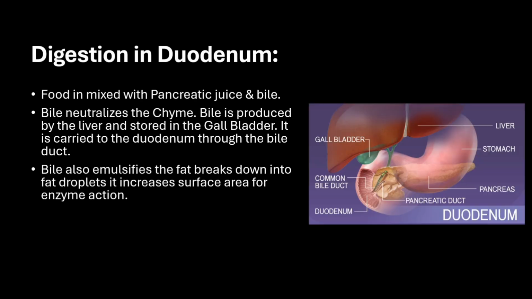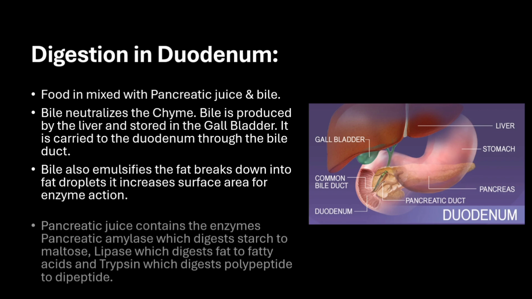Bile also emulsifies the fat. This is very important. Emulsification means that the bile breaks down the fat molecules into small fat droplets. The function of this is to increase the surface area for enzyme action.